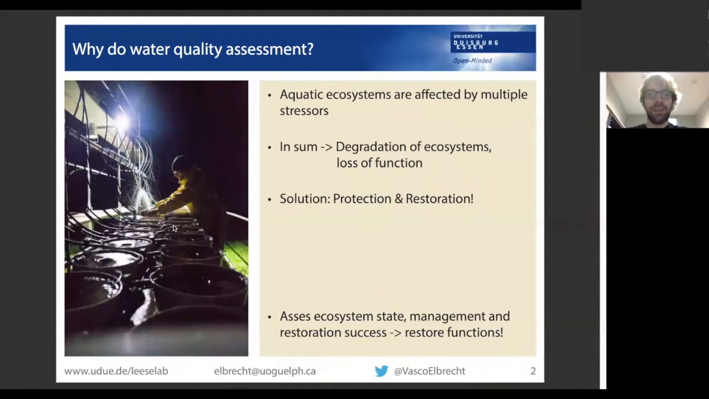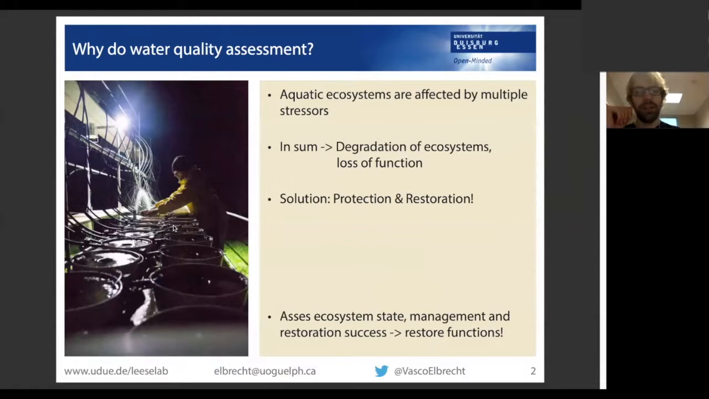Right. So let's quickly talk about why we are doing water quality assessment. You probably have heard some talks from Jay about multiple stressors. And that's a good start to get into why we do assessment. So by human activity, we stress our ecosystems quite a bit. And this leads to degradation of ecosystems, and basically ecosystem services can't function properly. So what we really have to do is restore our freshwater ecosystems and protect them. However, for doing that, we have to figure out what is the state of the ecosystems. And for that, of course, we want to assess the water quality.